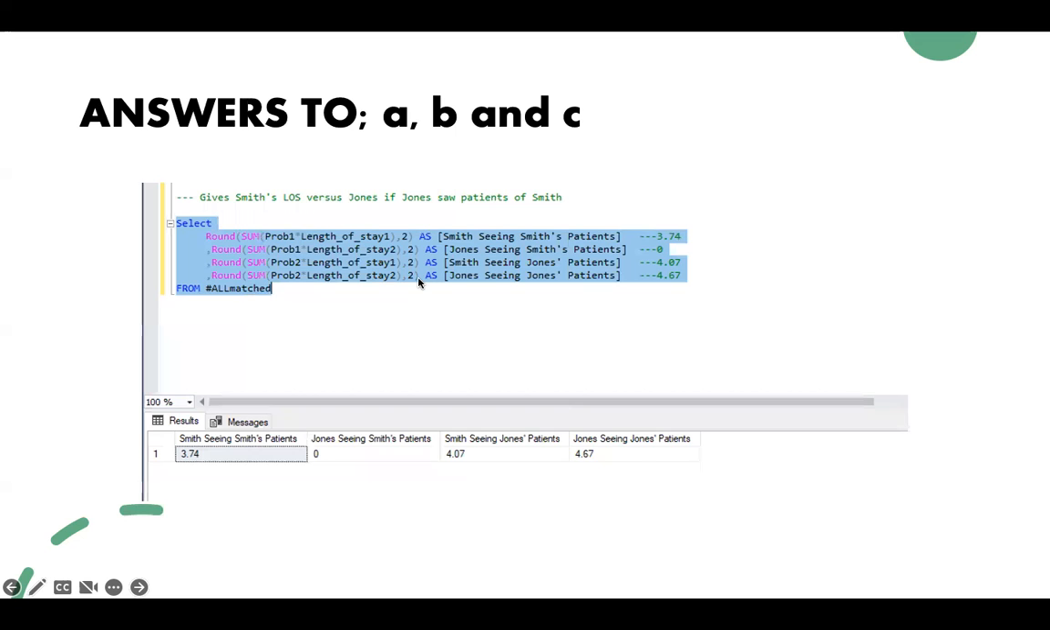Then for answering the sub-questions for question 1, I had to look at the probability of the outcome, or the effectiveness, of Dr. Smith in Smith's patients, Dr. Jones in Smith's patients, Dr. Smith in Dr. Jones' patients, and Dr. Jones in Dr. Jones' patients. And this is the SQL code for that. And this is the outcome.